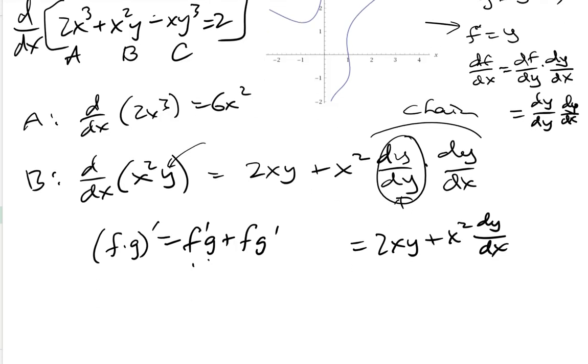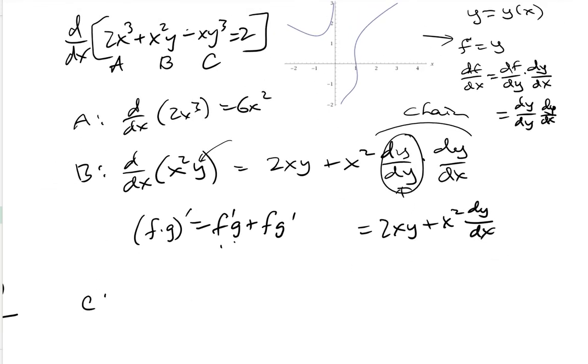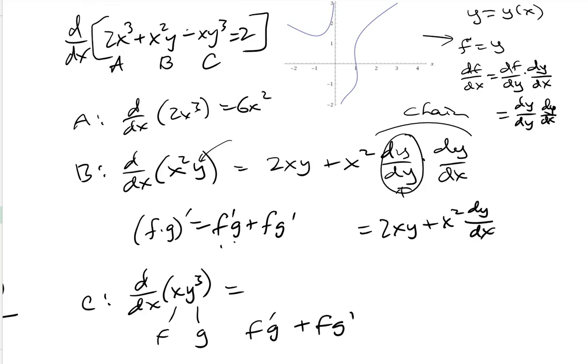And now let's look at c. So c is xy cubed. So I'm going to take the derivative with respect to x of that. Derivative with respect to x of xy cubed. So this is going to be, once again, this is f, and that y cubed is g. So f prime g plus f g prime. F prime is just the derivative of x with respect to x, it's just 1 times y cubed.